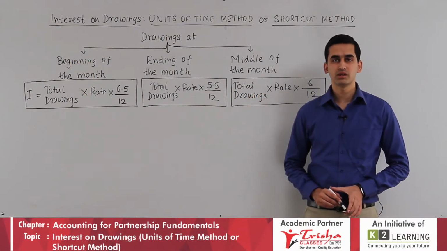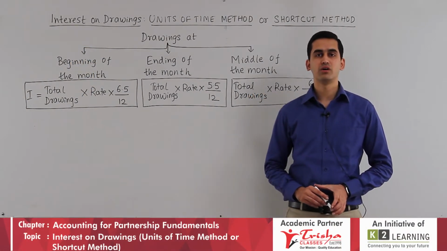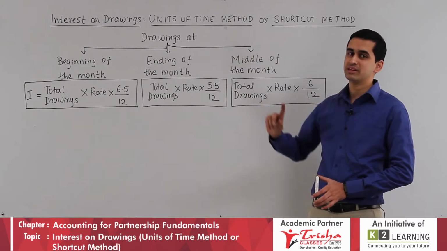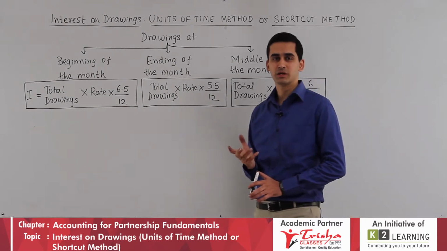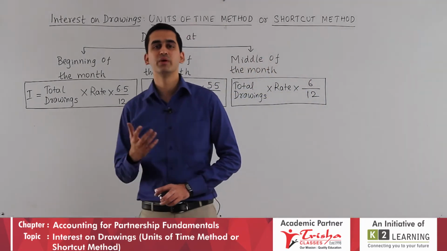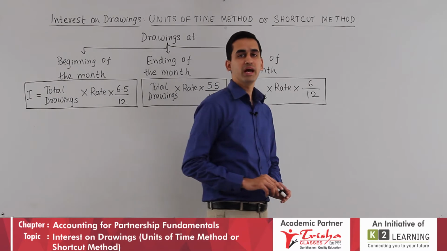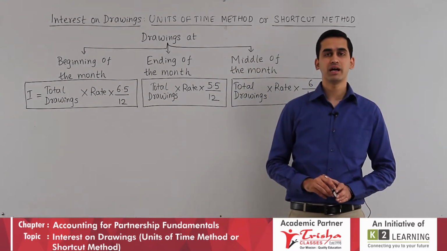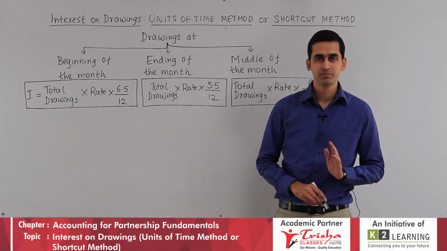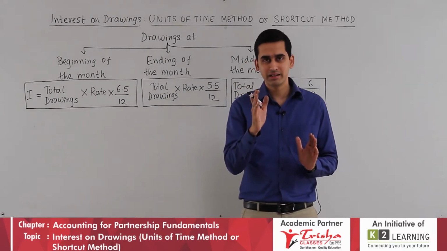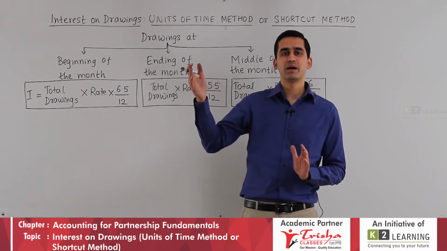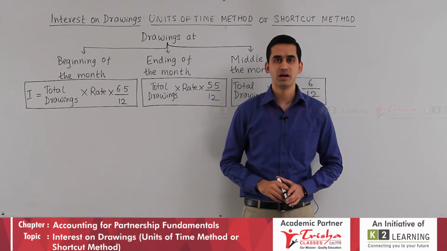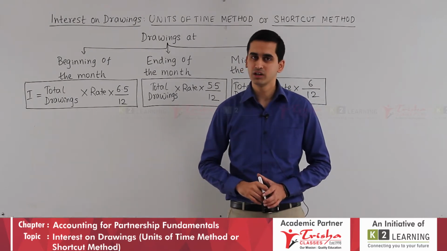Friends, the next method of calculation of interest on drawings is called the units of time method. It's also called the shortcut method. It is very easy, it is very quick. We have to identify the date of drawing. Is the drawing happening at the beginning of the year? Is the drawing happening at the end of the year? Or is the drawing happening in the mid of the year? Based on that, we will apply the formula and try to get the interest on drawings.